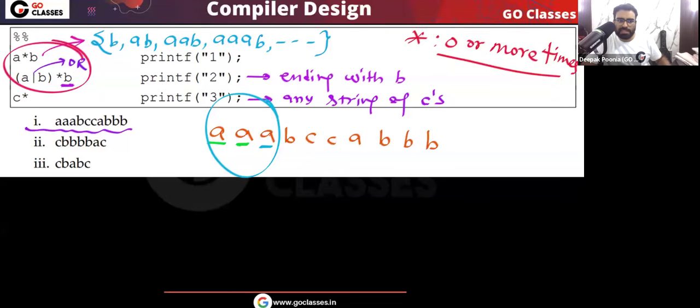Again, both of them are in the race. The first two regular expressions are in the race. Is anything matching so far? Is any regular expression matching so far? No. Okay, so you read the next character.